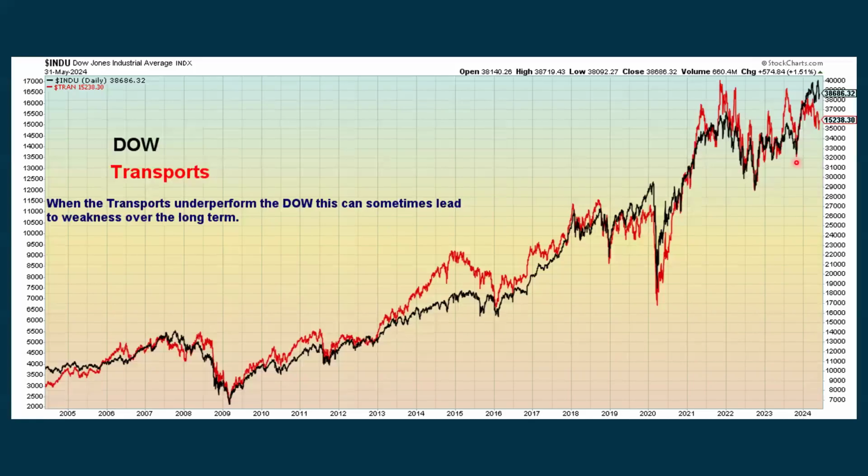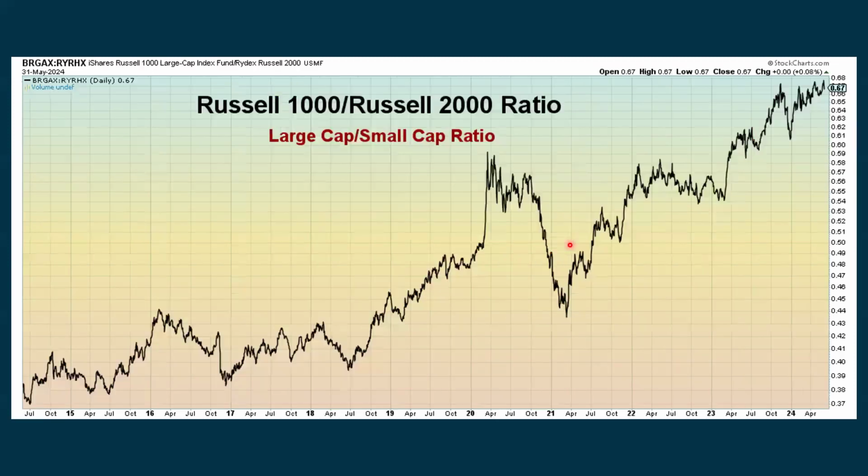We keep an eye on the transports, and this has been a real disappointing area. The red line are the transports, the black line is the Dow. In a more healthy environment, we want to see the red line outperforming the black line, even though they're on different scales here. We look at a ratio between the Russell 1000, which are large caps, and that could be similar to the S&P 500, and then the Russell 2000, which are small caps. This gradually going up over a period of time just means the large caps continue to outperform. If this really starts to go down, that means the small caps are seeing more favor.